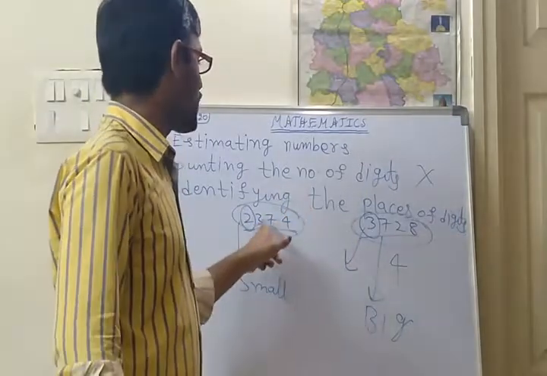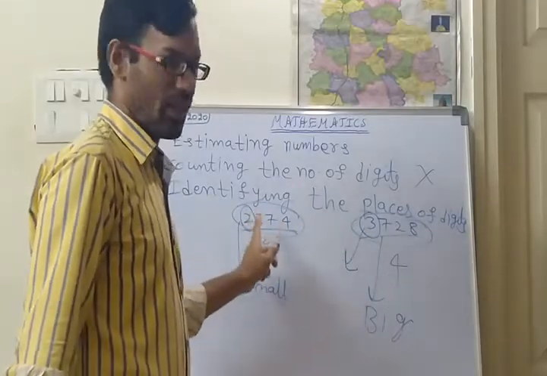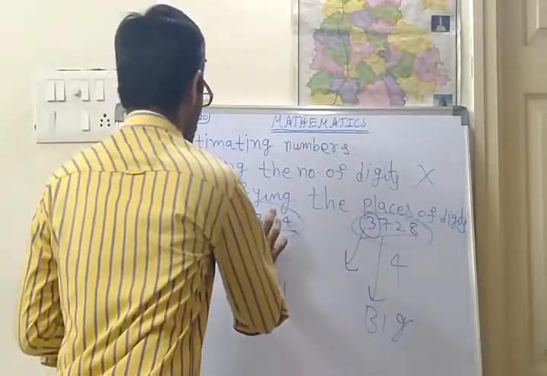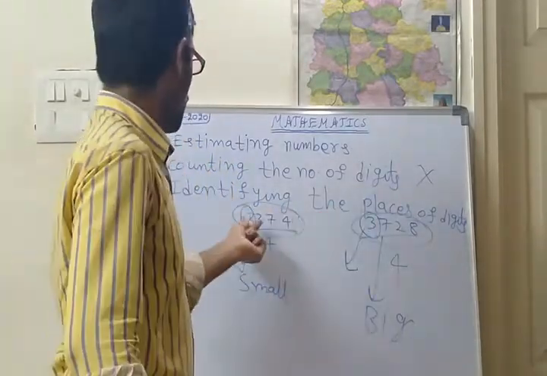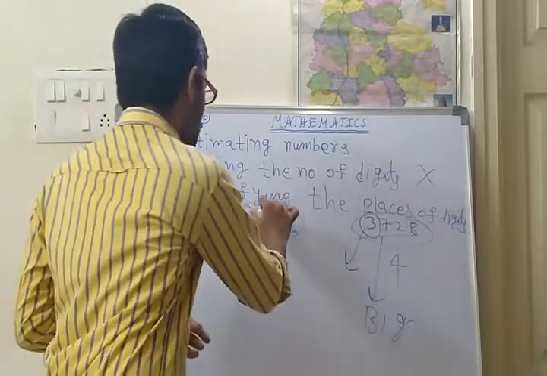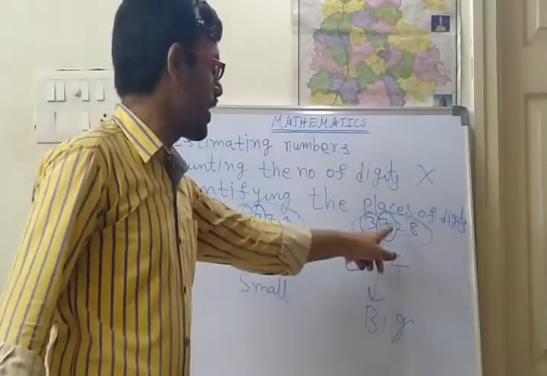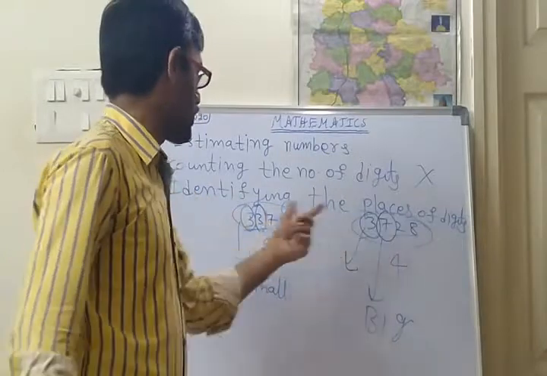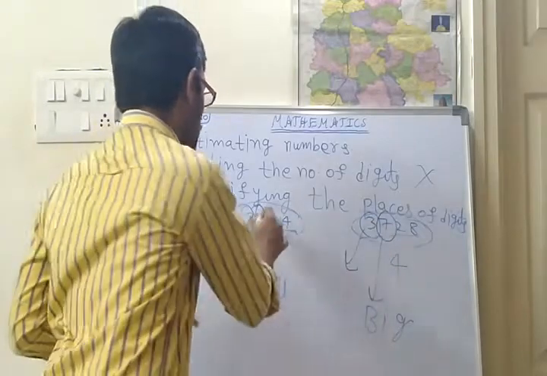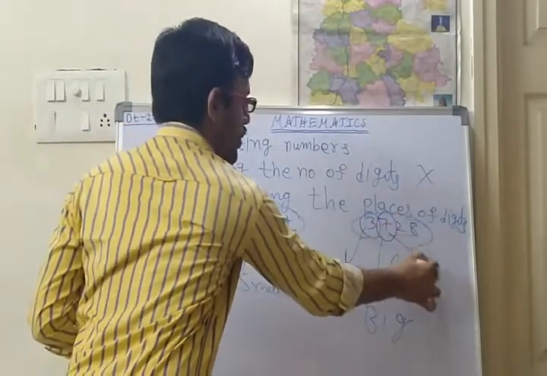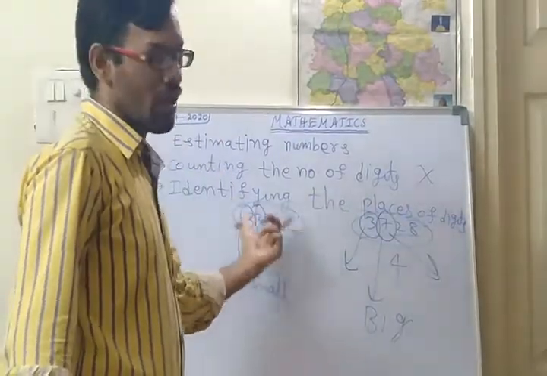Suppose the first digit of the two numbers is the same. Here there is 3, and here 3 is there. At this time you have taken the second digit. Here 3 and here 7 is there. Out of these two second digits, which is bigger, 3 or 7? Obviously 7 is bigger. So 3728 is bigger and 3374 is smaller.